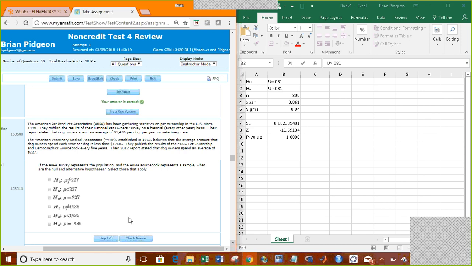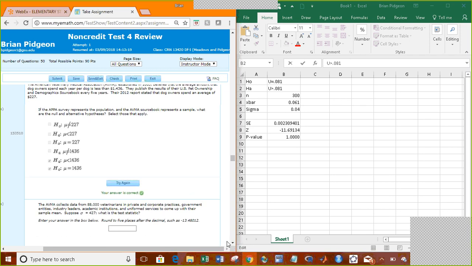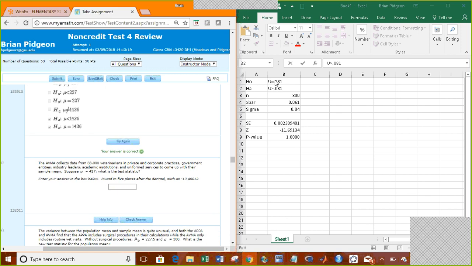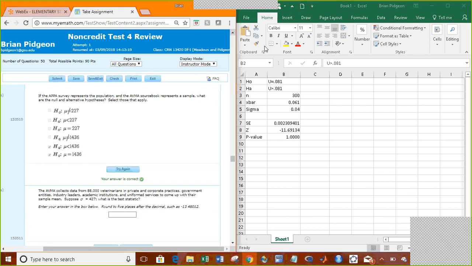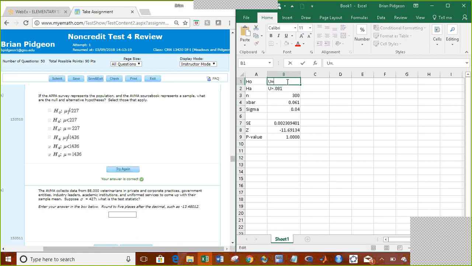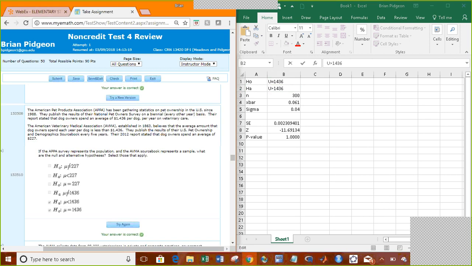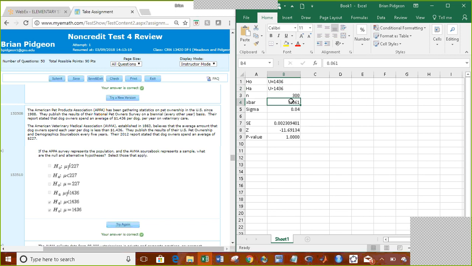Well, the null is that mu is equal to 1436, and the alternative is going to be less than 1436. They believe it's less than. That's based on the population. So, let me just write these in, just so we can see this. We believe our null is that mu is equal to 1436. The Ha is that we are less than 1436. And their X bar is 227.